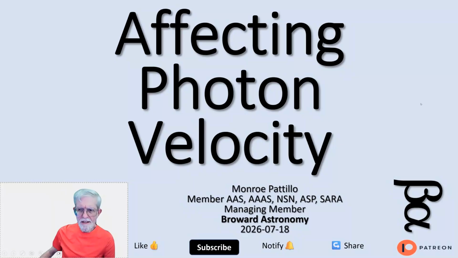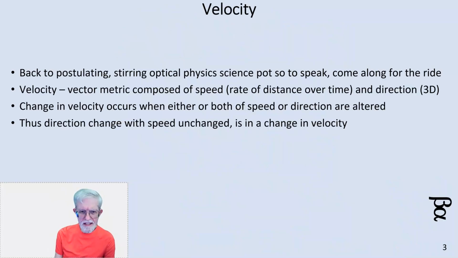Hello again. Tonight we're going to talk about affecting photon velocity, not speed, velocity. Velocity is a term in physics that is used as a vector metric. What that means is velocity is a number and a direction. So it's how fast something is going, distance over time, and a direction. In the case of physics used in astronomy, it's not just compass direction, it's three-dimensional direction, so 360 by 360. You can actually change velocity by changing either or both of speed or direction.